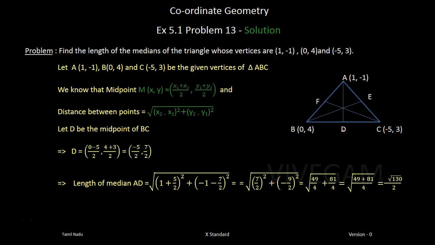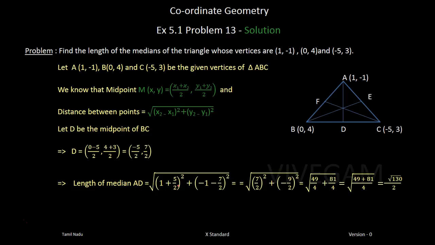We have the coordinates of D now, so AD will be the root of (x2 minus x1)... So that is 1 minus of minus 5 by 2, so it will become plus 5 by 2. Okay, this is x1 y1, this is x2 y2. And then this will be minus 1 minus 7 by 2, the whole square. Right, so when you simplify, basically you are finding the difference between the two x coordinates and squaring it, and the difference between the y coordinates and squaring it. Add both of them and take the square root.